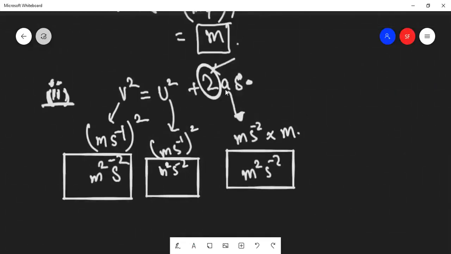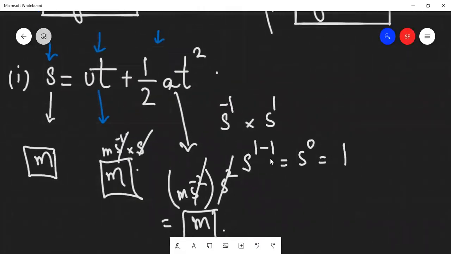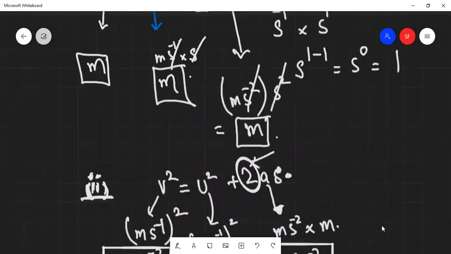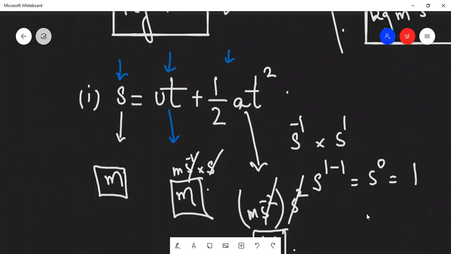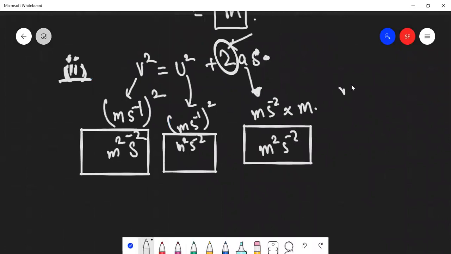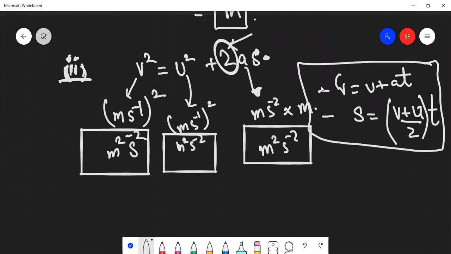So you could do the same thing for each and every equation of motion that you have. Okay, so that's one of your homeworks. Try finding the homogeneity of each of the remaining two equations of motion. What are the two? v is equal to u plus at, and s is equal to v plus u upon 2 times t. These are two equations that you need to figure out the homogeneity of yourself.